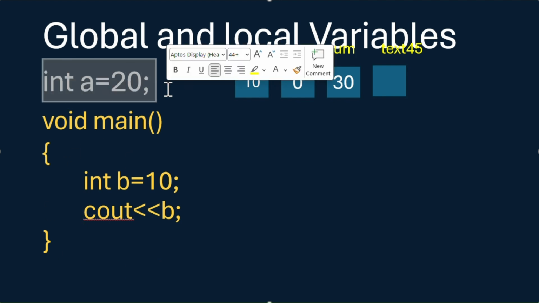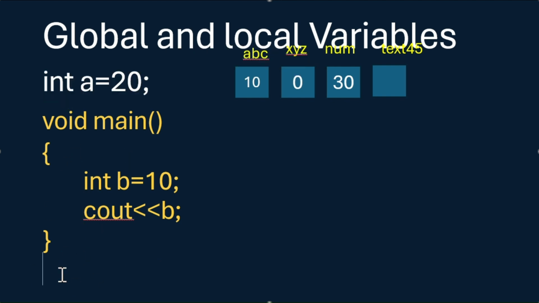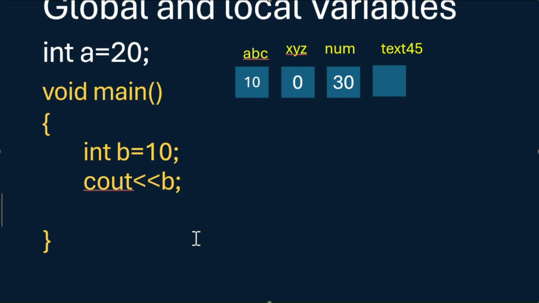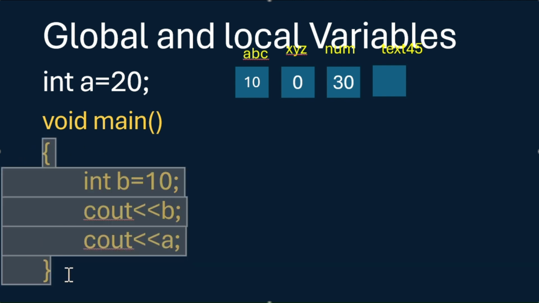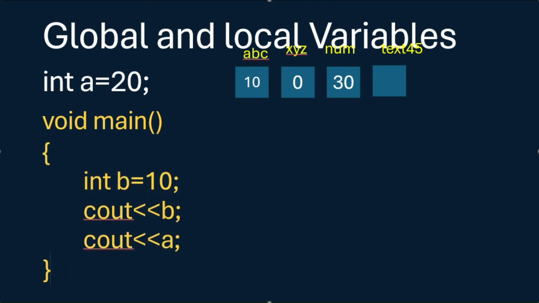But global variables, I can also use here. If I am writing any code also, I can use the value of a equal to 20. Inside this also I can print cout a's value. So a is global, that is, a has a very large scope. In the entire program a can be used, but b can be used only inside the scope of this block. So this is the difference between global and local variables.